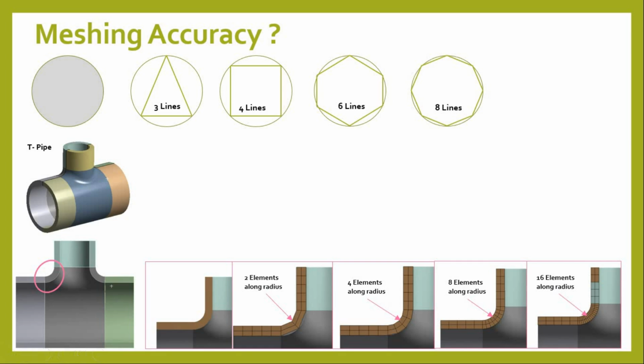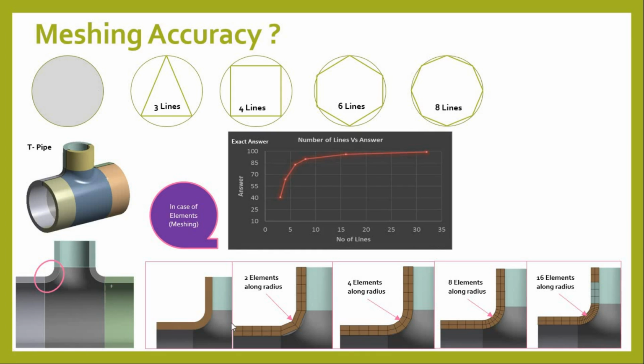So it is similar. When we increase the number of lines, you will get a more accurate sphere. If you increase the number of elements, you will be able to capture the mesh line curvature. But here one question will come to our mind: how many elements do we need to put? There also your engineering judgment will come. We'll discuss this through this graph.